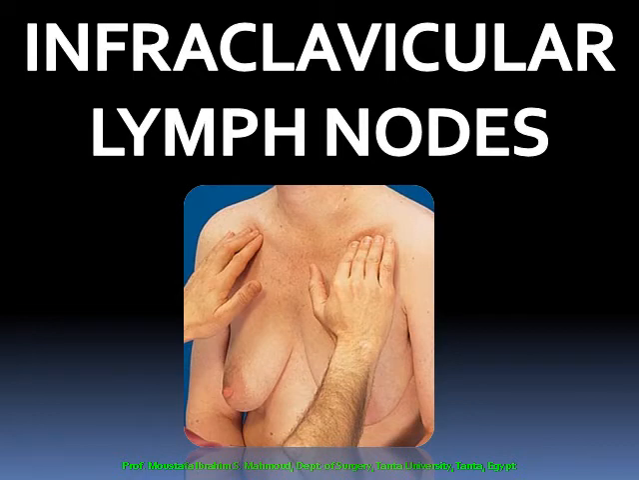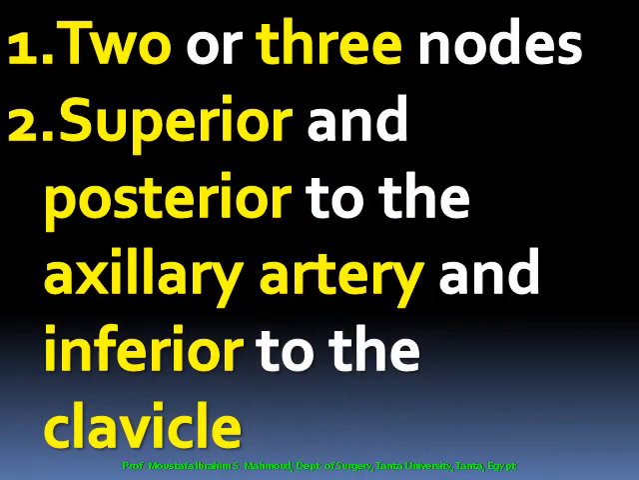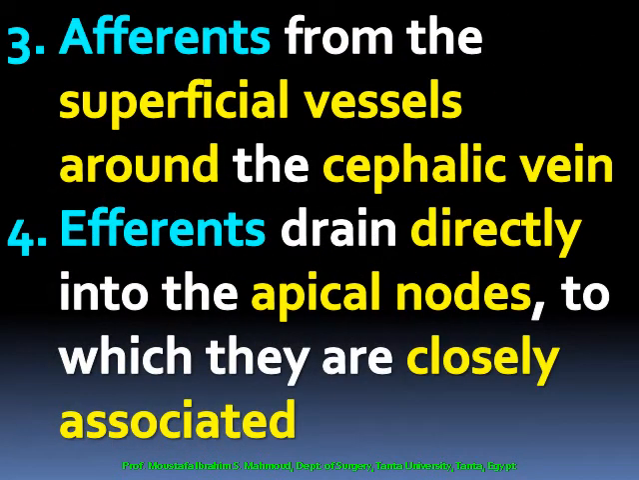Infraclavicular lymph nodes, 2 or 3 nodes superior and posterior to the axillary artery and inferior to the clavicle. Afferents from the superficial vessels around the cephalic vein, and the efferents drain directly into the apical nodes, to which they are closely associated.